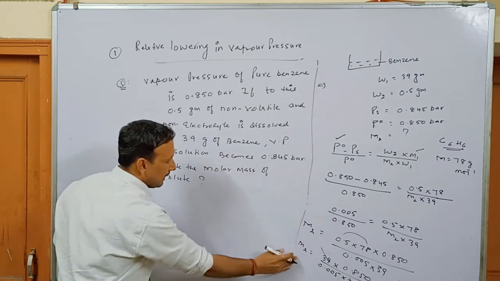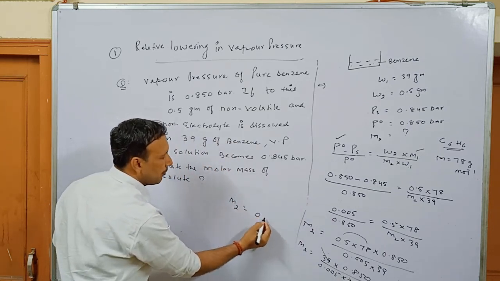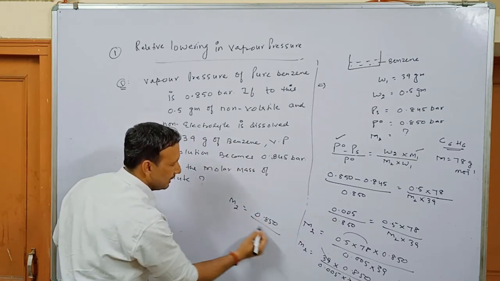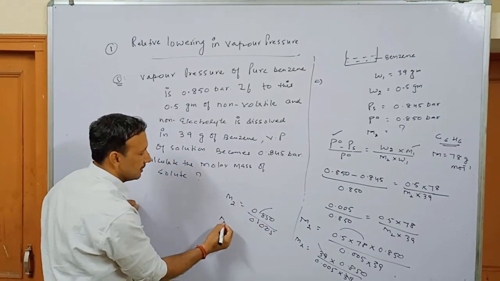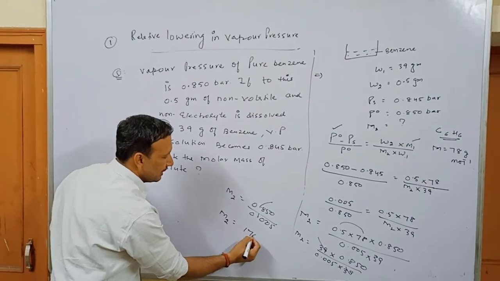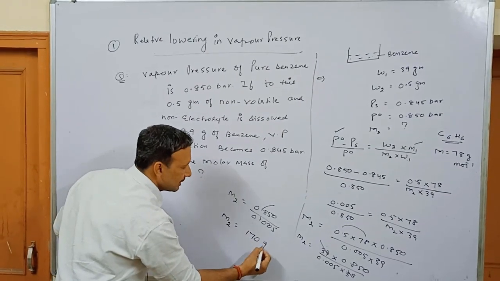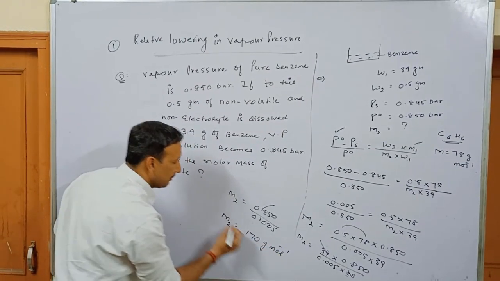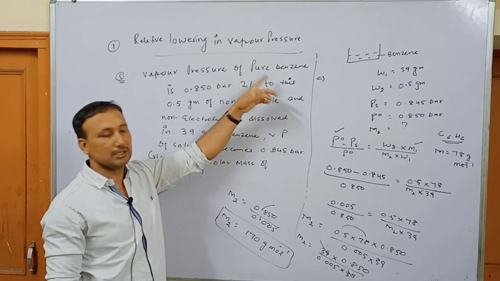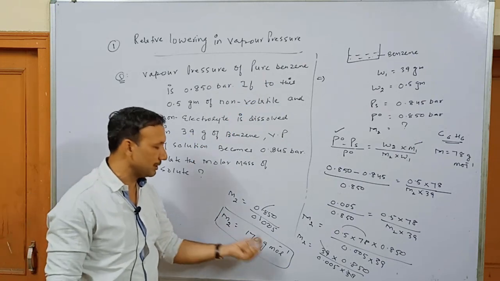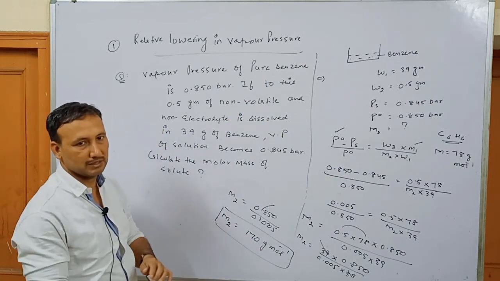So M2 is equal to 0.850 by 0.005. Then calculating by this, M2 comes out to be 170 gram per mole. So the molar mass of this non-volatile solid solute is 170 gram per mole. Thank you, students.